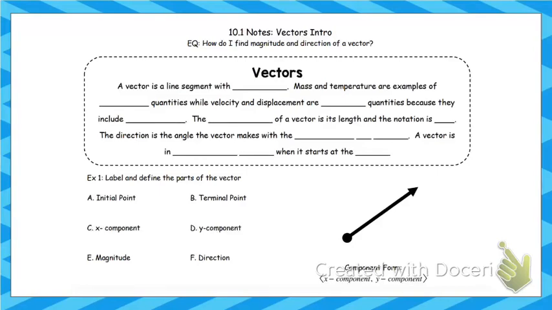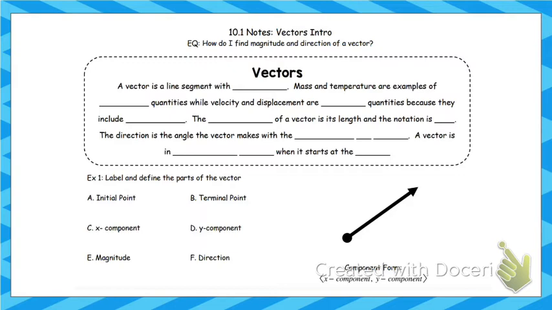Hi guys. So today we're going to transition into something new. We're going to start to look at vectors. Now vectors are something you probably have seen in physics. So we're going to start off today kind of introducing them, finding some parts of them, and then we'll spend a little bit of time with operations and applications after that.